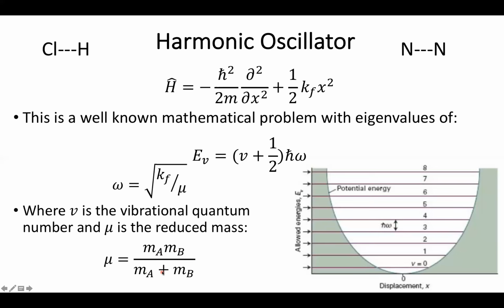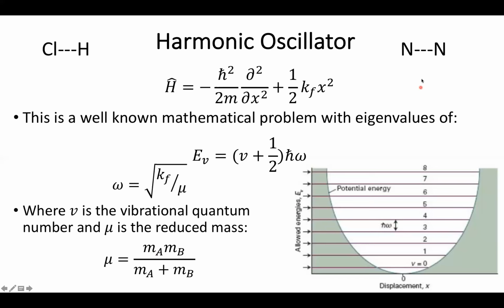So let's say that mass B is much heavier. Mass A is much heavier... mass B is much heavier than mass A. Then what we tend to find is mass B is going to dominate the sum. And so consequently, since it dominates the sum, I have mass A times mass B over mass B. The reduced mass is just the lighter mass.